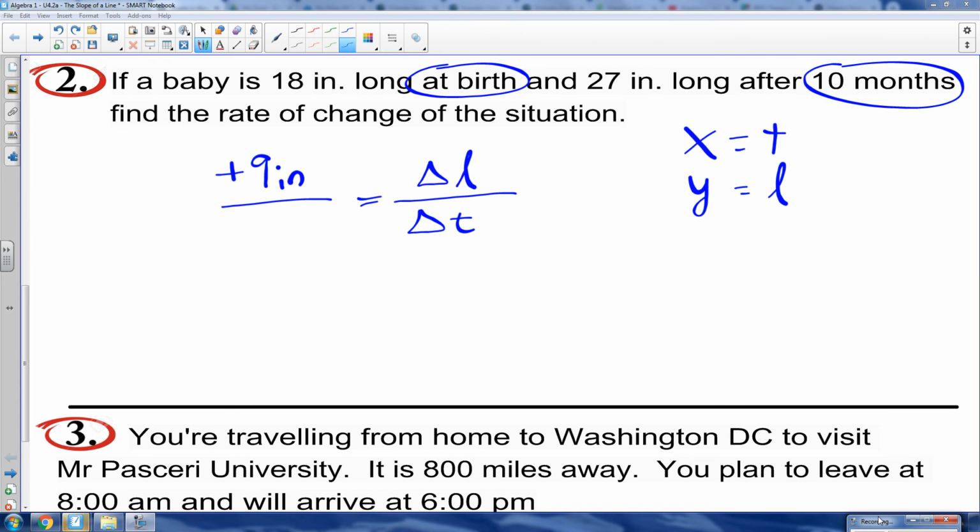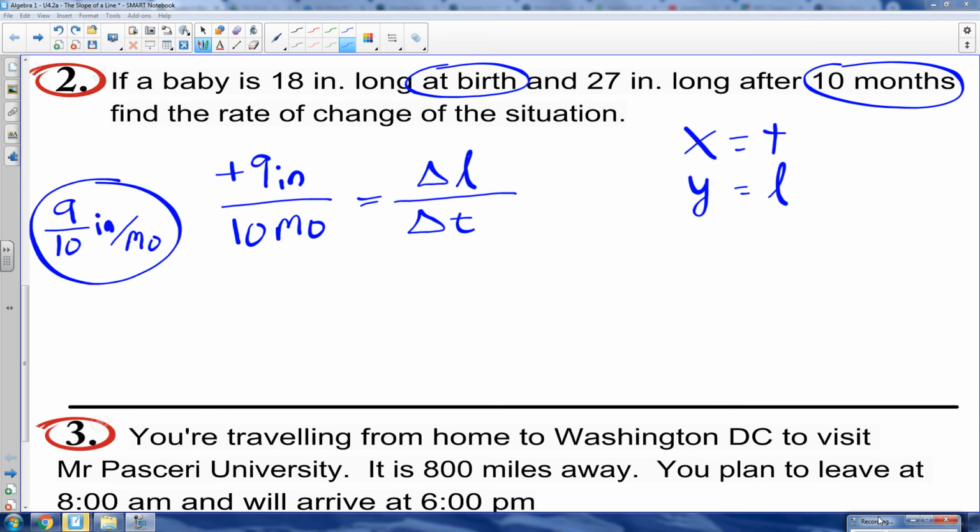It seems weird to say a baby got longer. So the baby got taller. That's how I'm going to talk about it. And it took 10 months. And we should talk about units here. We have 9/10, and it's inches and months. So isn't it 9/10 of an inch per month? That's the rate of change here.